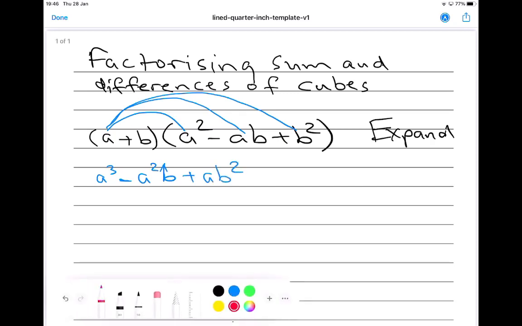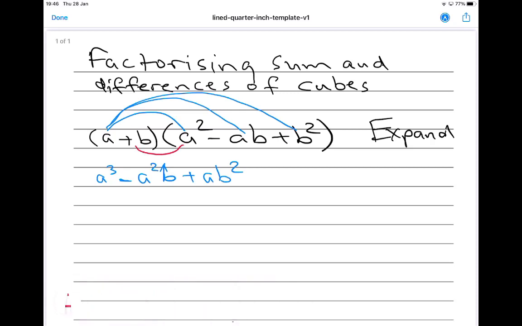And then we will take b and multiply that by a. That will give us a b multiplied by a squared. That will give us plus a squared b. I'll put it here because I can see there is another a squared b there. Then b multiplied by negative ab will give us negative ab squared. Then b multiplied by b squared will give us b cubed.